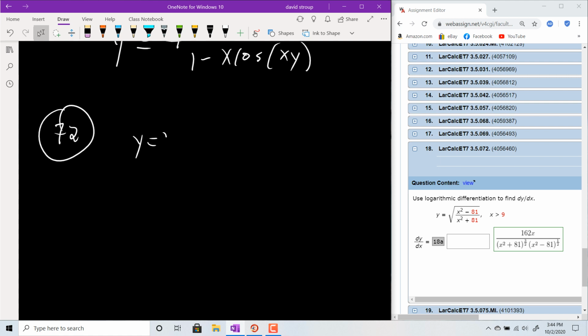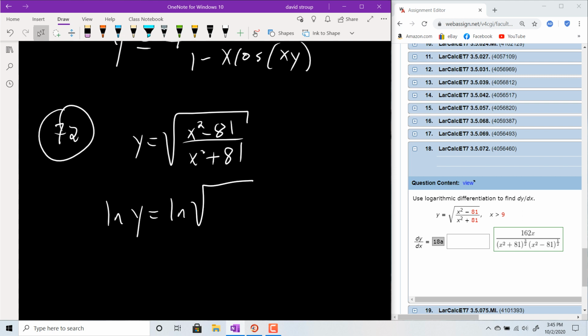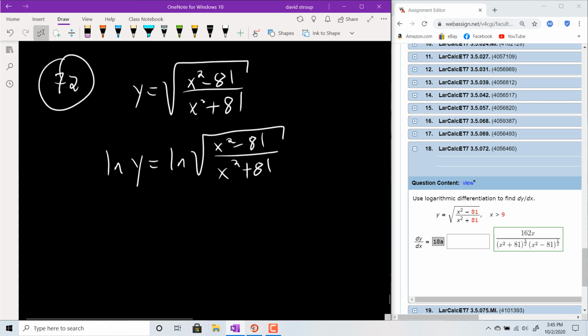So the deal with these, you want to take advantage of the properties of logarithms. You start by taking the log on both sides. So I'll take ln of y equals ln of this monster. I don't think I put this one on the test, but let's go ahead and do it anyways. It's not going to hurt.